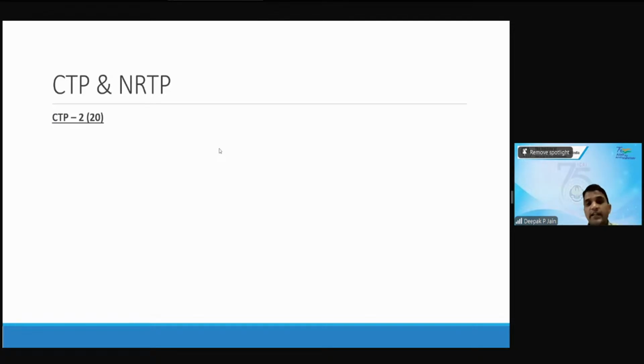Now, who is a CTP and NRTP? We will call it CTP because that is the general terminology which is used. Like how you have a permanent account number. When anybody asks you to give a document, they will ask for PAN. They will always call it PAN only. So, what is PAN? PAN is permanent account number. Similar to that, CTP refers to casual taxable person and NRTP refers to non-resident taxable person. Okay.